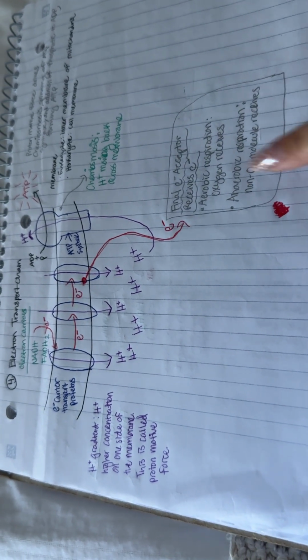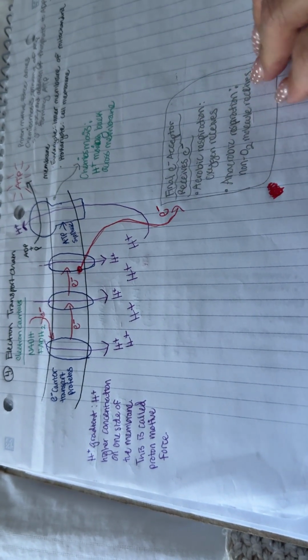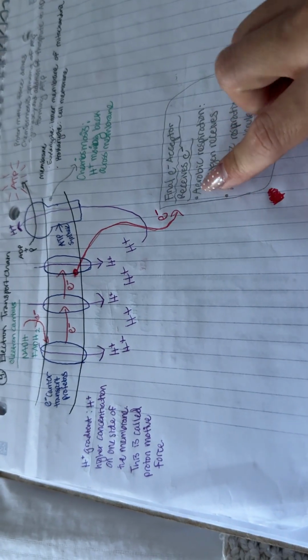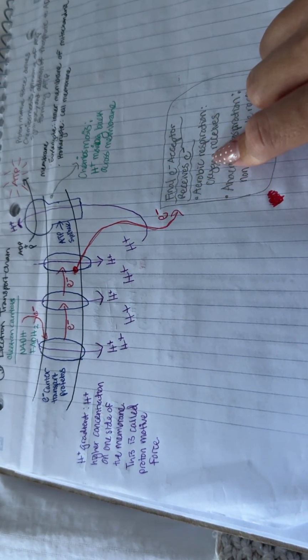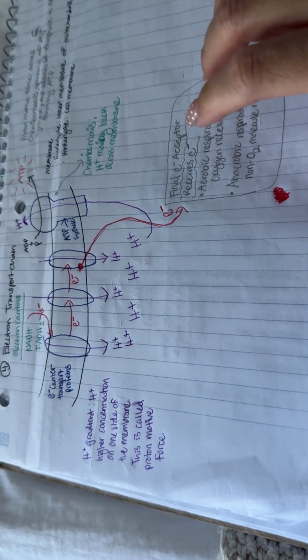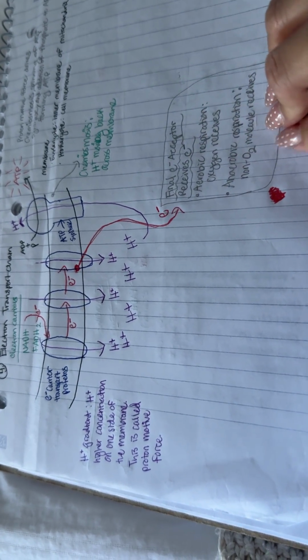So for example, sulfate might receive the electrons and become sulfite, and the reason why it's called anaerobic respiration is because it doesn't use an oxygen molecule. And that is it. Thank you.